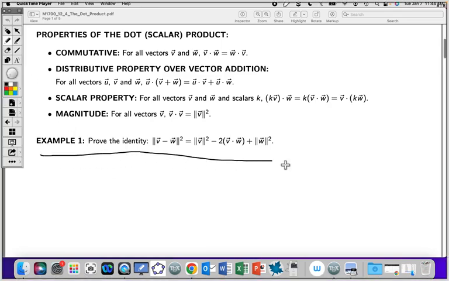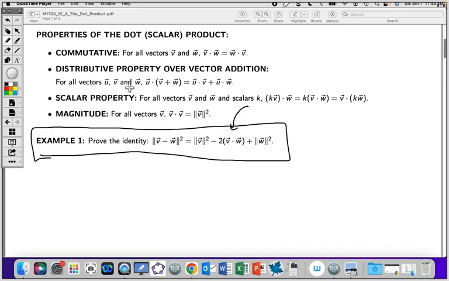Okay, example 1. Let's prove this identity. This will be the identity that helps us get into the geometry here from the algebra. So if I look at the length of v minus w squared, that works out to be the length of v squared minus 2 times the dot product of v and w plus the length of w squared.